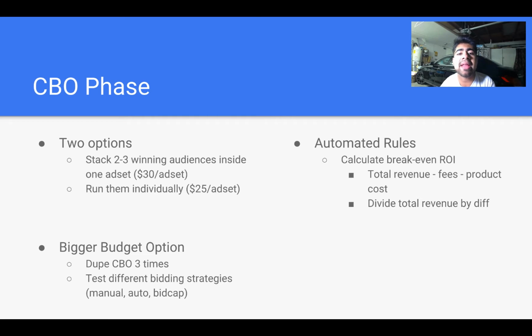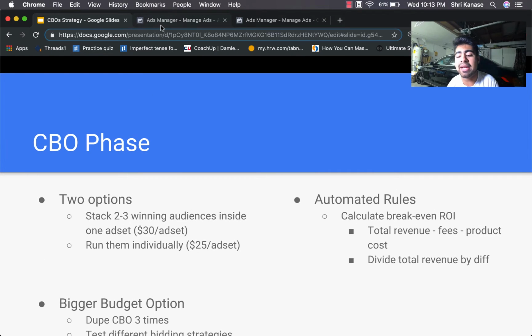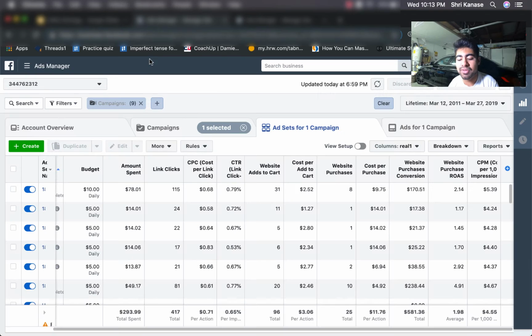But once you have done that, then it's time to go into the CBO phase. This is where we start putting out those CBO campaigns. But before I go over this specific slide, I want to go ahead and hop into my business manager to show you guys a few things when it comes to CBOs.